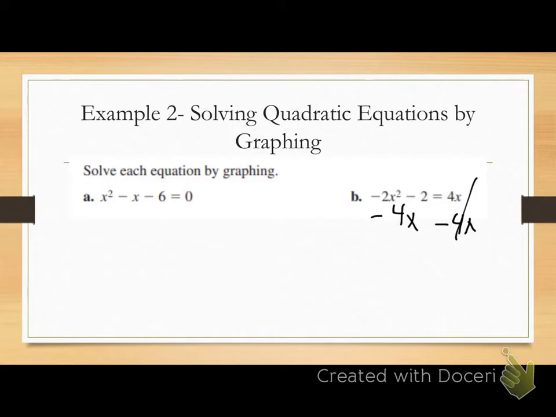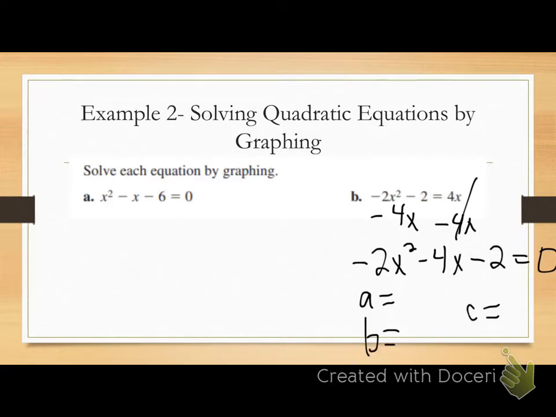Can that 4x combine with anything? No. So it just becomes negative 2x squared minus 4x minus 2 equals 0. Everyone good with that? Yep. Now let's just do like we did yesterday. Identify my A, B, and C values.